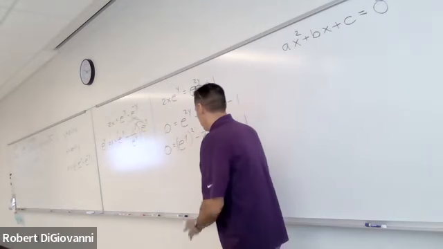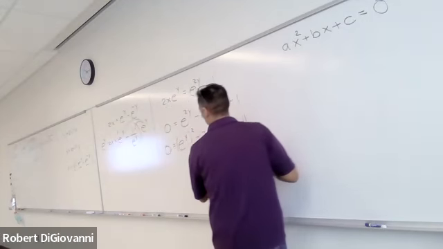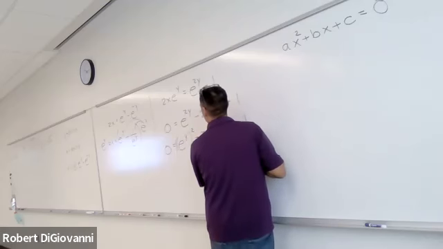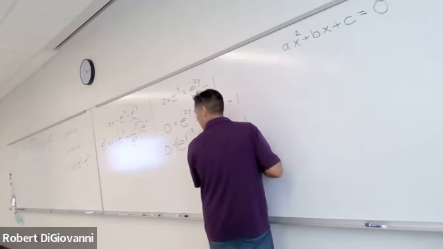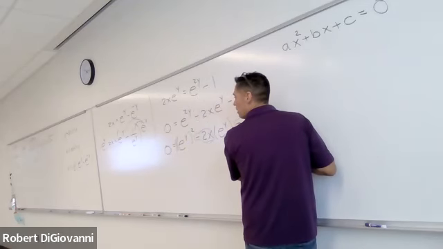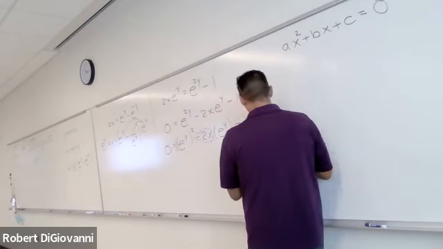But our a, b, and c are actually what? Like, what's a for us? 1. What's b? Negative 2x. What's c? Negative 1. Okay. It's weird, yes? Weird.